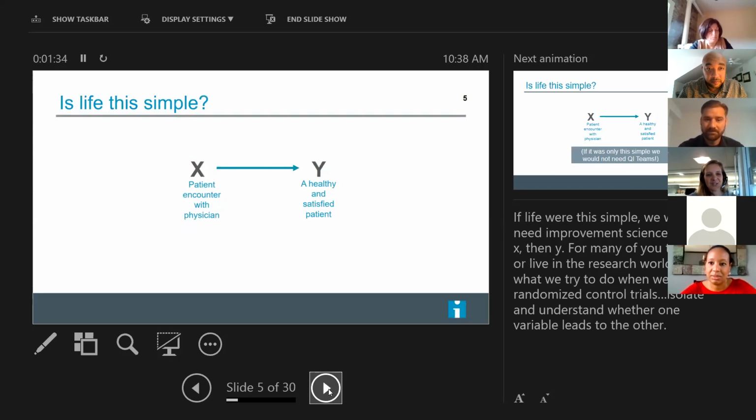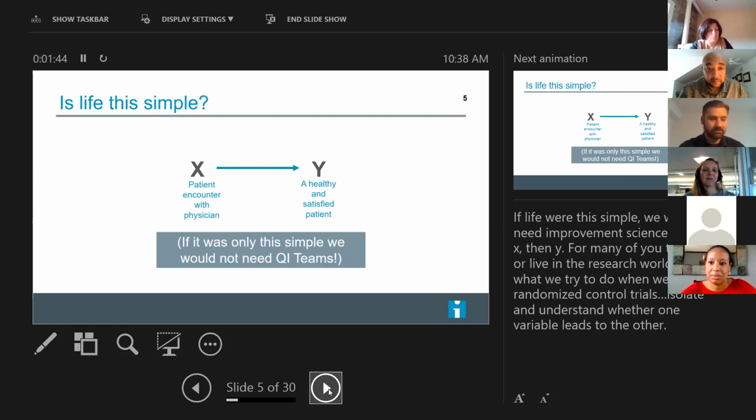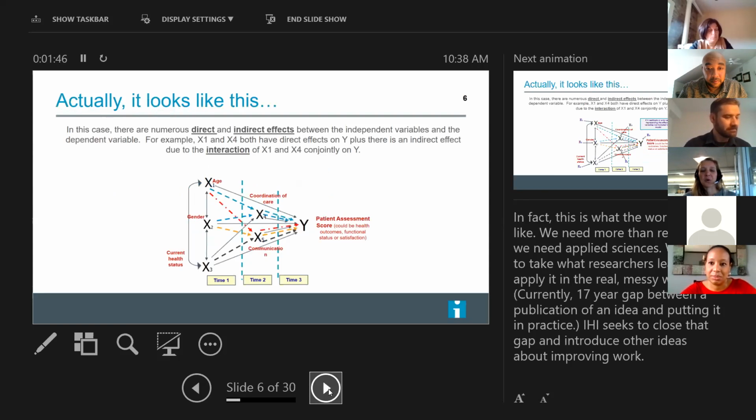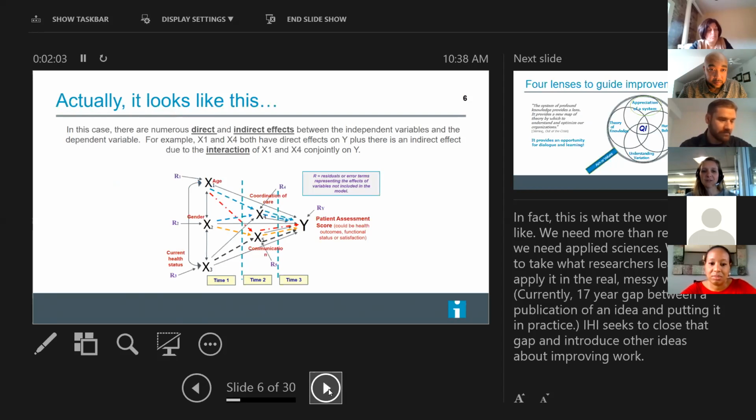Just a reminder that if life were this simple, if we just had a patient encounter with a physician or a caseworker and we had a healthy and satisfied patient, we wouldn't need improvement science, right? But in fact, the world is really complex, and this probably doesn't even map the full complexity of what it looks like. So we want to think of ourselves as applied scientists, and how do we use the tools and disciplines around the applied sciences to help us be more effective at change.